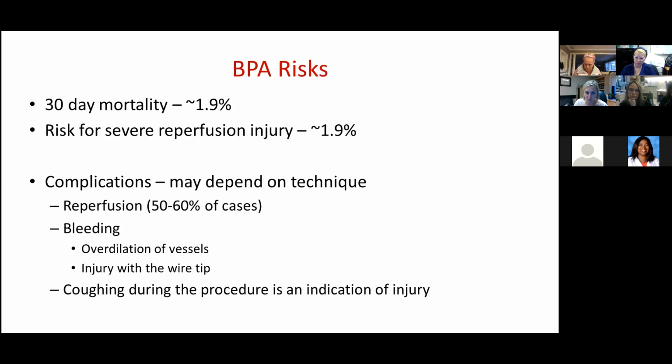Bleeding, again, if you over-distend the vessel or poke a wire through it, can happen. Usually, when you see that technique being done and the patient starts coughing, that's a big tip-off that your wire is not where it's supposed to be. So again, it's a learning curve for our program, but so far we've done somewhere between 10 to 15 BPA procedures, close to 15, and so far we've had no complications.